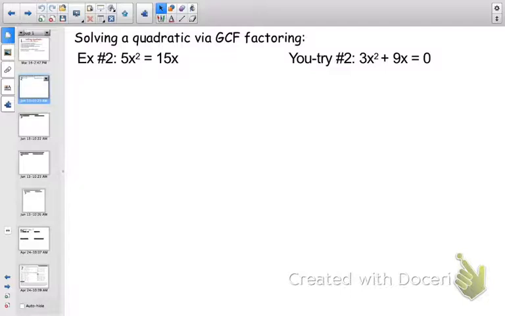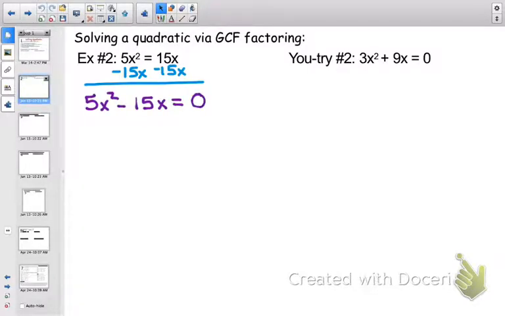Our next problem is we're going to solve a quadratic via factoring by taking the GCF out. So the first step for any quadratic equation is to get 0 on one side. So I'm going to subtract 15x over. So I end up with 5x squared minus 15x equals 0. So because I have a GCF, that's my first step for every factoring problem, I need to take it out. The GCF is 5x, leaving me x minus 3 inside the parentheses.